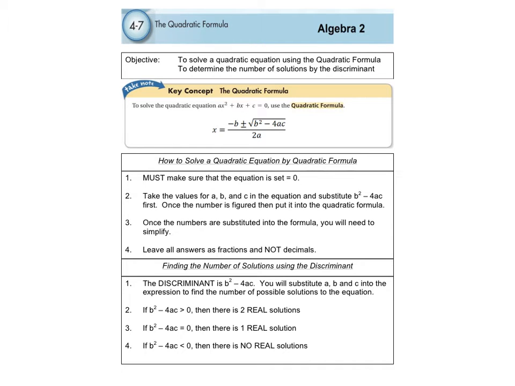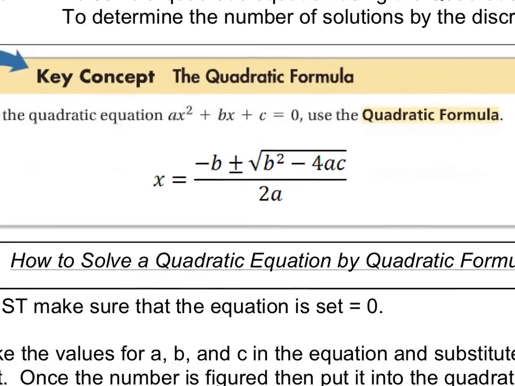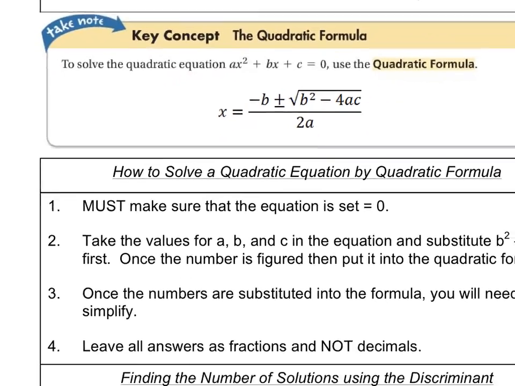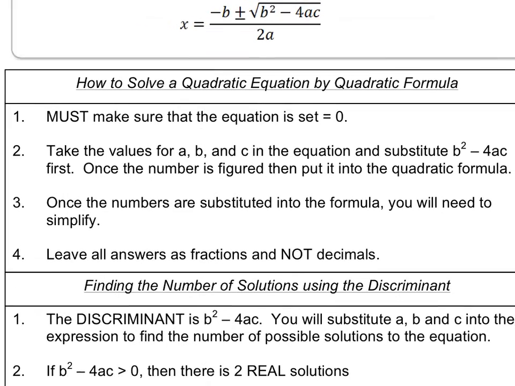Okay, this is section 4.7, and in this video we're learning how to solve by using the quadratic formula. The quadratic formula, as we said in the previous video, is x equals the opposite of b plus or minus the square root of b squared minus 4ac all over 2a. Okay, so I've got some steps here that I think could help you in solving these things.